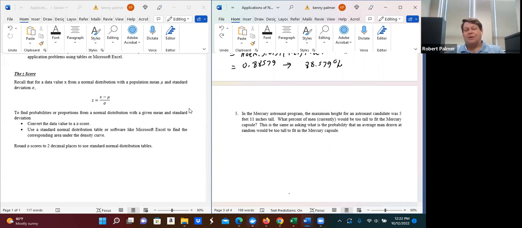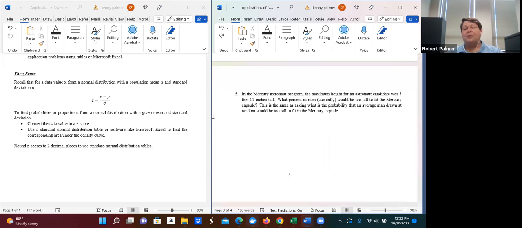But basically, it's a very small capsule, so they had restrictions about how large a person could be. One of the restrictions was that all the pilots had to be less than 5 feet 11 inches tall, to be able to fit in the capsule. And there were, of course, other weight restrictions as well, but that was one of the restrictions. So let's take a look at men. What percent of men currently would be too tall to fit in the Mercury capsule?